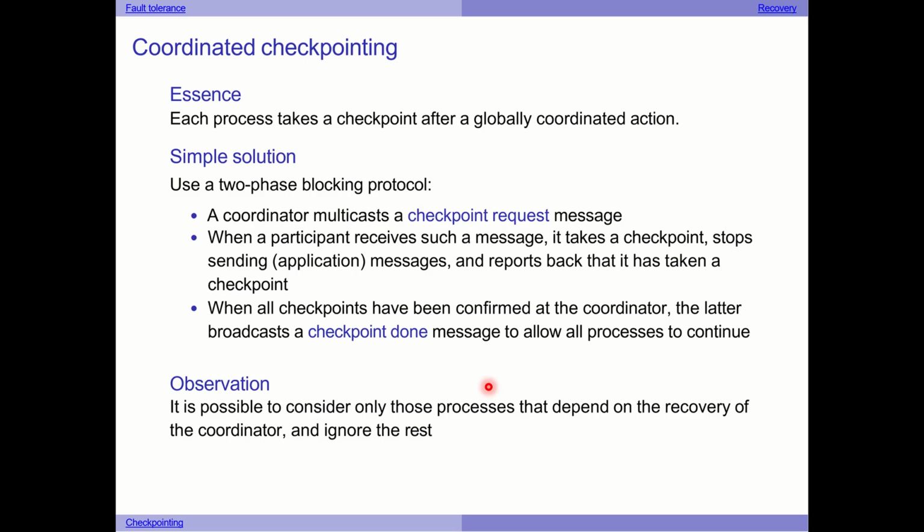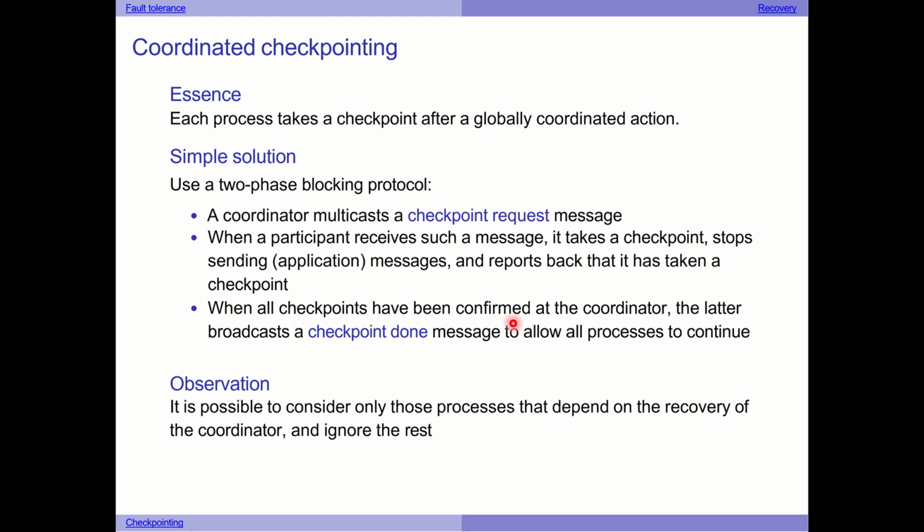In essence, for the coordinated checkpoint, each process takes a checkpoint after a globally coordinated action. It is a very simple solution using a two-phase blocking protocol. A coordinator will multicast the checkpoint request message. When a participant receives such a message, it takes a checkpoint, stops sending application messages, and reports back that it has taken the checkpoint.